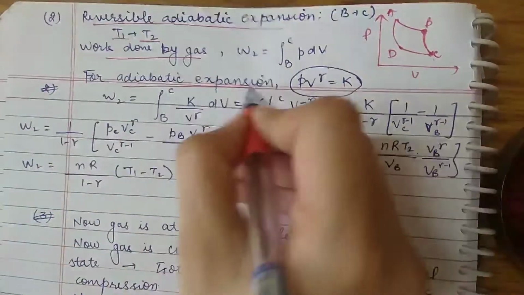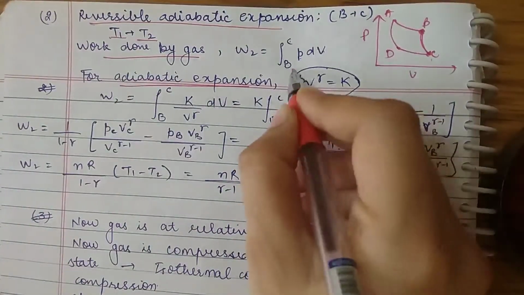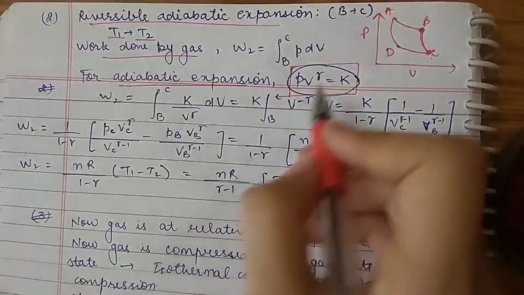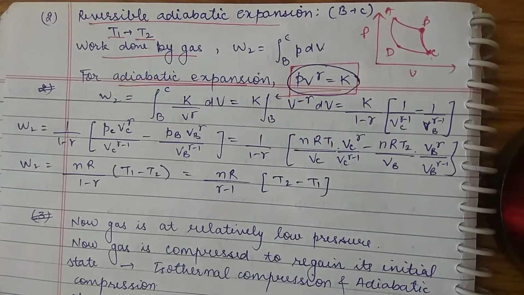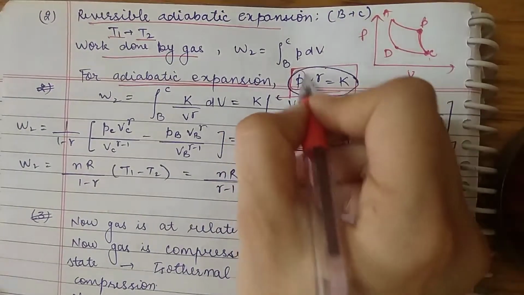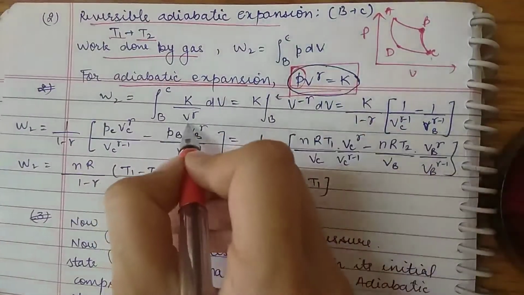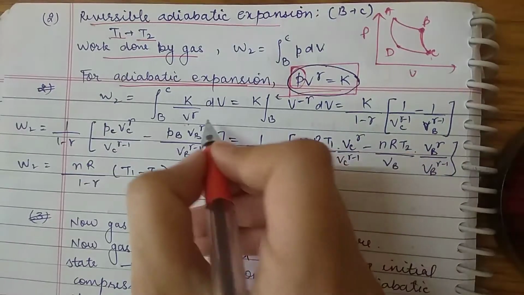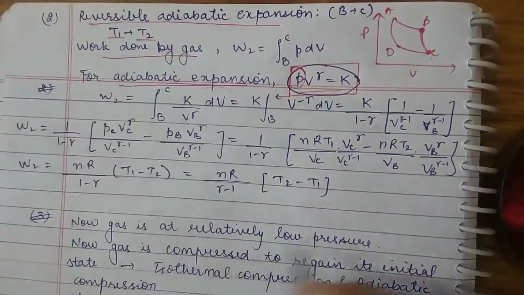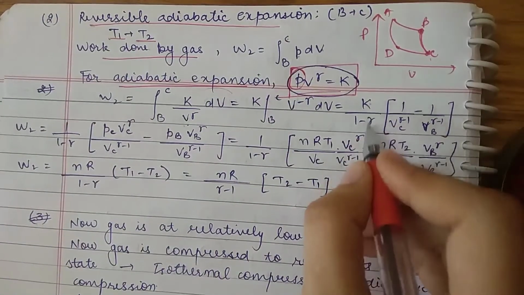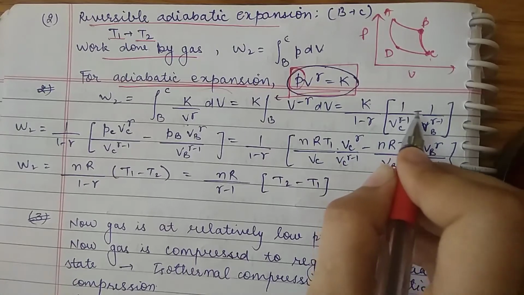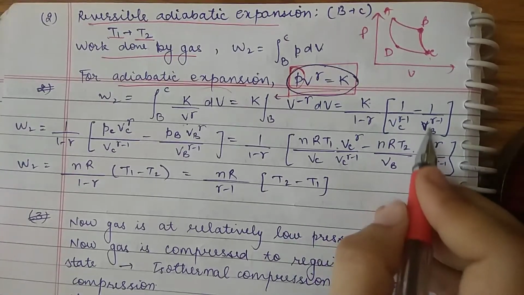Now, we know that for adiabatic expansion, we can write PV raised to power gamma is equal to a constant. Then we will substitute the P value from here: P is equal to K by V raised to power gamma. Then on solving this integration, we will get K upon 1 minus gamma, times 1 upon V raised to power gamma minus 1, evaluated between the limits.